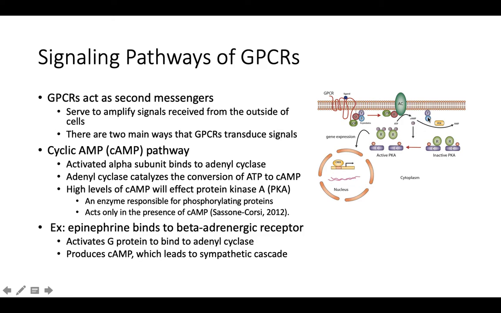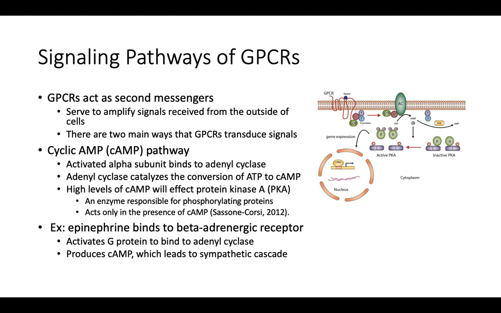And what that second messenger is going to do is influence other proteins such as PKA, or protein kinase A. It's going to influence it to produce more of a signal, or it's going to tell the protein kinase A to start creating certain proteins. And this protein kinase is responsible for phosphorylating proteins. So it's going to change their configurations so that they're available for the body to use.